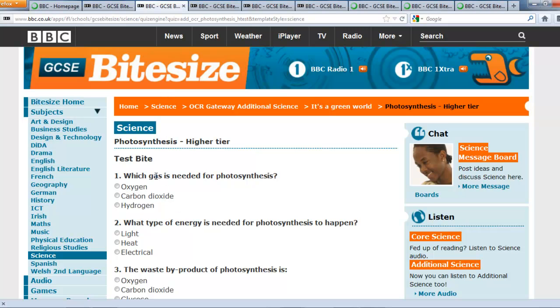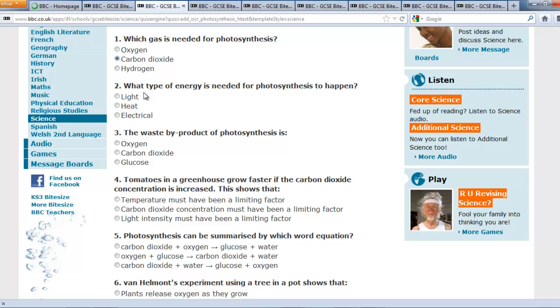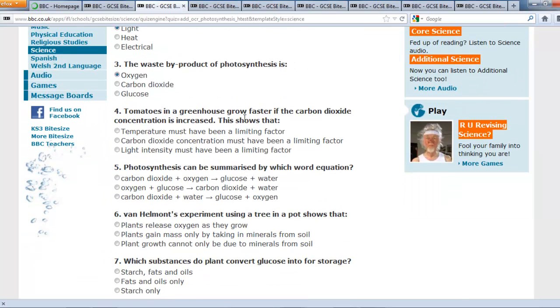Okay. Photosynthesis, silent here. What gas is needed for photosynthesis? Carbon dioxide, not oxygen. Don't get it mixed up with respiration. What type of energy is needed for photosynthesis to happen? Light energy. The waste byproduct of photosynthesis is oxygen. Tomatoes in a greenhouse grow faster if the carbon dioxide concentration is increased. This shows that carbon dioxide concentration must be a limiting factor. Photosynthesis can be summarized by which word equation? Carbon dioxide plus water makes glucose plus oxygen.